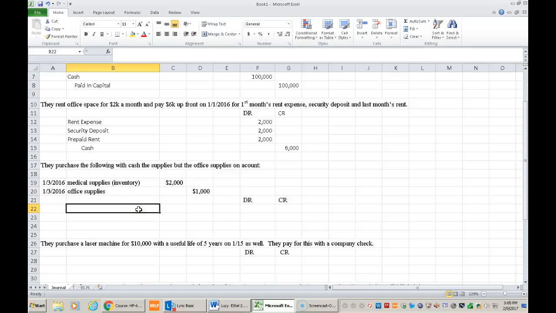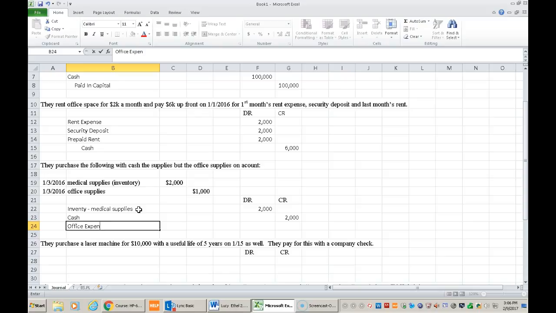So when we record the medical supplies, right, so this is to be used in future periods, so we would put that to inventory, medical supplies, and they purchase that with cash, right? $2,000. And then we have office supplies, which we can put to office expense, is $1,000. And that's on account. So that would be a credit to accounts payable. Here I would just want to move cash over a little bit to show that it's a credit.